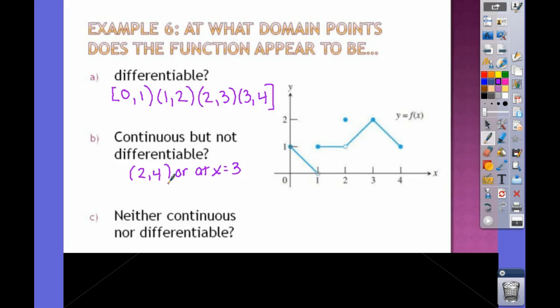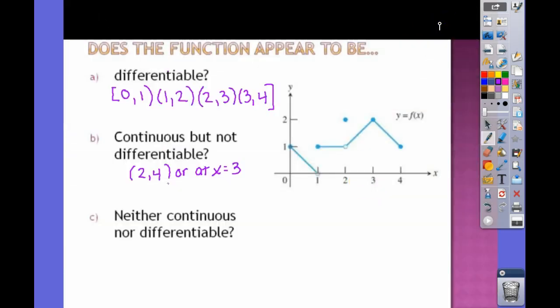Where is it neither continuous nor differentiable? At 2 and 1. Because it's not continuous here either. It has a jump discontinuity.